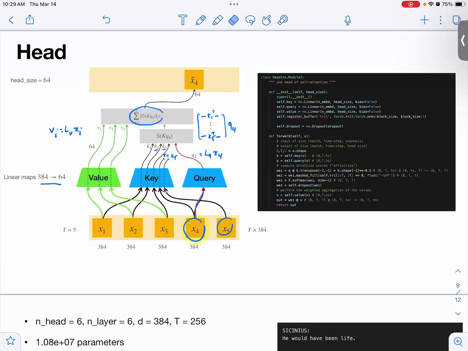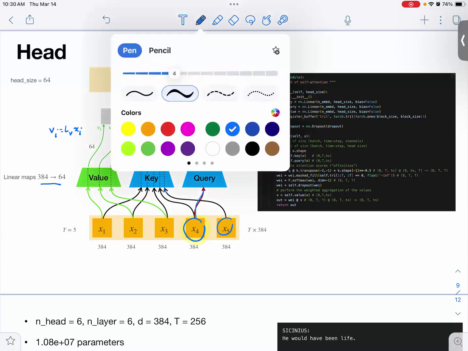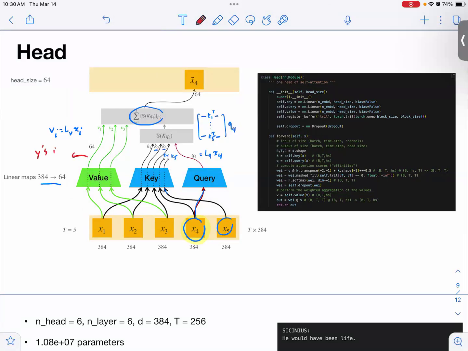The query and key are sort of playing the same role. I'm using dimension 64 here, but the dimension here is different. Usually they use the same dimension and take the inner product to get the similarities. Okay, so these are y's in classification. These are x's in classification. These two are x's.